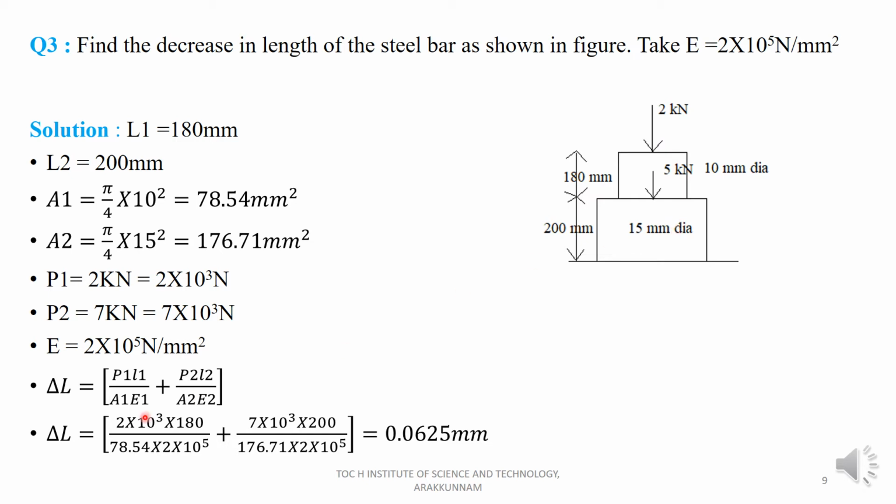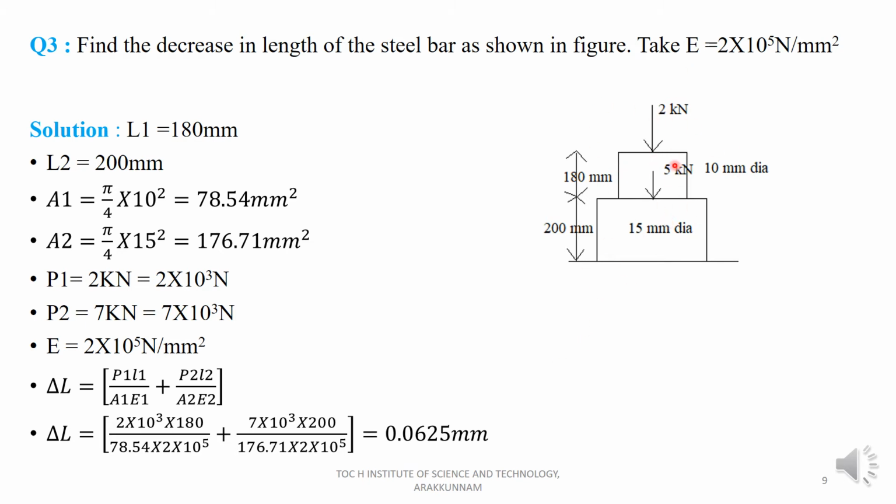Now just substitute in the equation delta L is equal to P1 L1 divided by A1 E1 plus P2 L2 divided by A2 E2. Here E1 and E2 are the same, but P, L and A are different for each section. First of all, P1 that is 2 × 10^3 Newton into L1 which is 180 mm divided by A1. We find the value of A1 using the 10 mm diameter, with the equation pi by 4 d squared, into E1, plus P2 L2 divided by A2 into E2. That gives 0.0625 mm, which will be the total decrease in length of the bar acted upon by these two loadings.